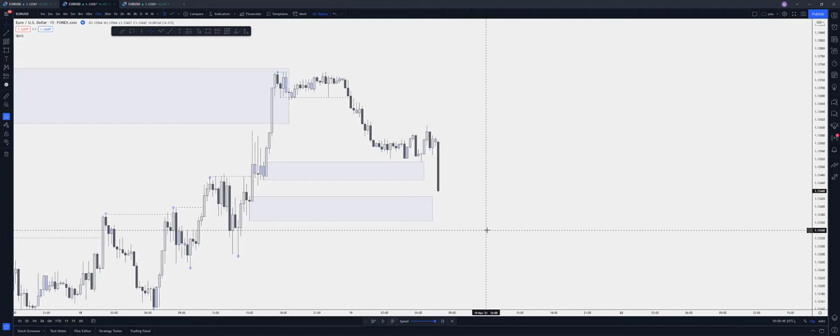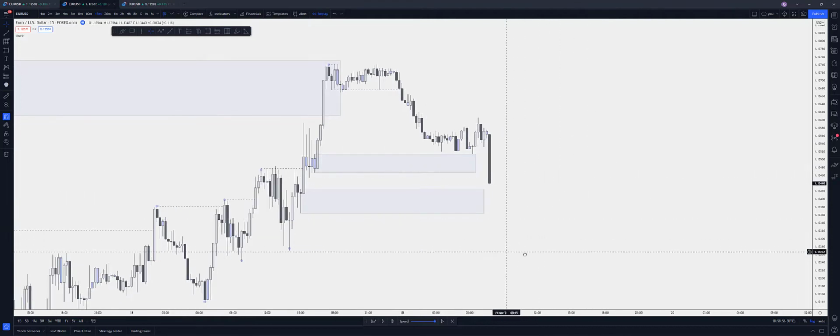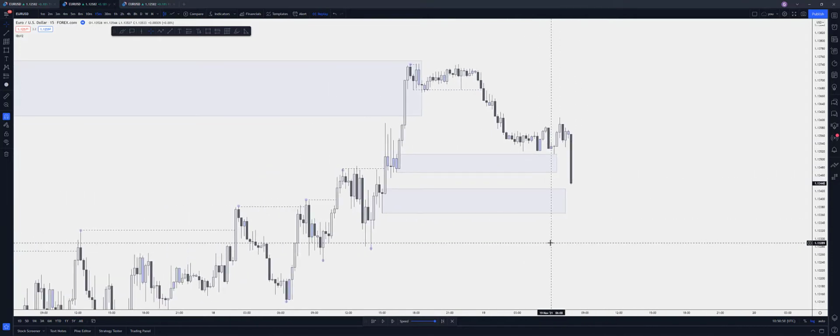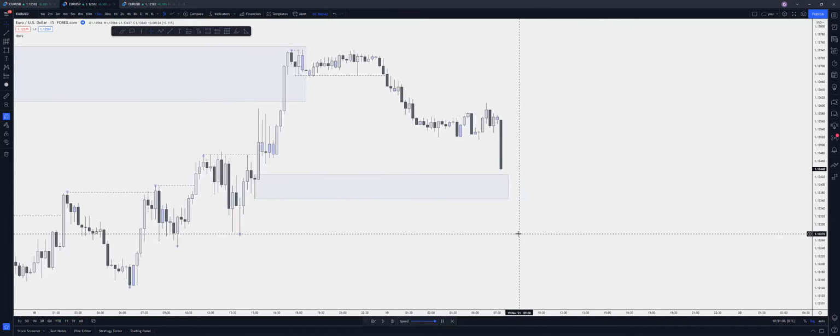Right, so this is exactly what I'm looking for. I'm looking for some big momentum down. This tells me that price wants to go down. It tells me that supply is in control here. So at this point, I'm thinking, right, sells are on the cards. So I can get rid of that demand zone. Obviously keep this one here to just bear it in mind.